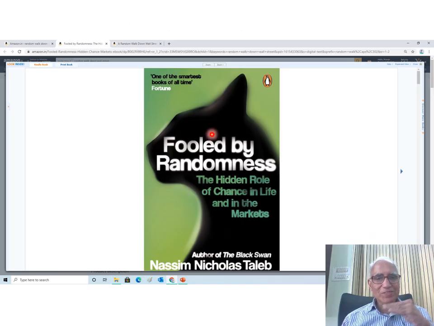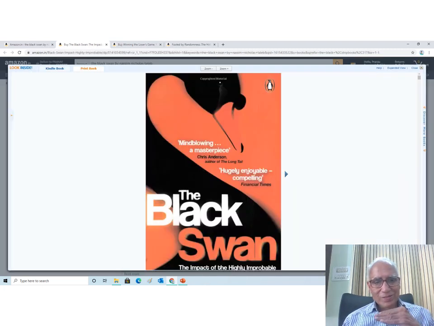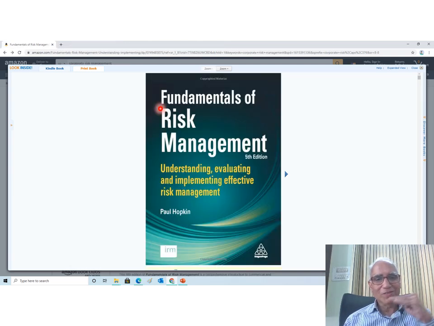Here are some of the books that you may like to read. Fooled by Randomness by Nassim Nicholas Taleb. The Black Swan, again by Nassim Nicholas Taleb. And Fundamentals of Risk Management by Paul Hopkin.